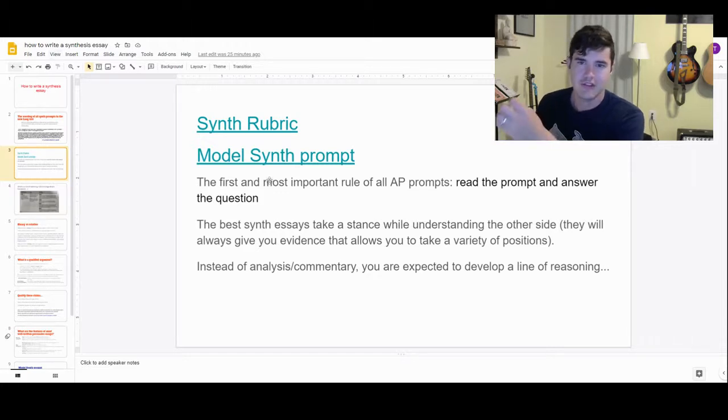If you fail to answer the question that's being asked, you will not do well in your scoring, at least if I have you as a student, because I want to encourage you to answer the question that's being asked. Apart from that, the best synth essays will take a stance, but understand the other side. And like I've shown you, a synth prompt will always give you evidence that allows you to take a variety of positions. And like I've said before, instead of analysis and commentary, you're expected to develop a line of reasoning with your evidence.